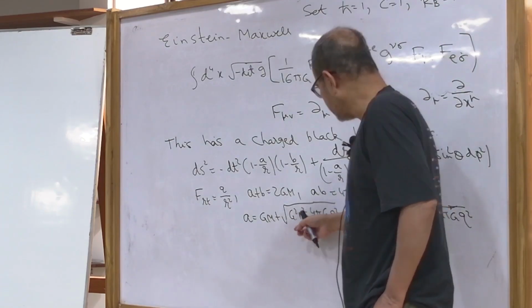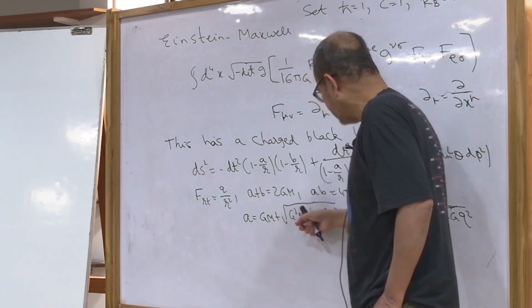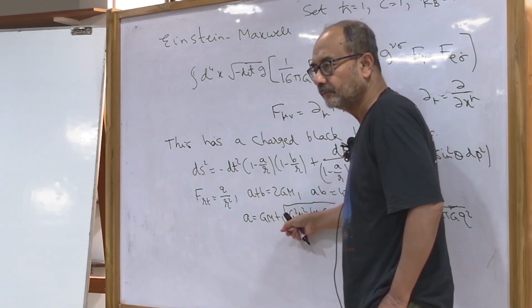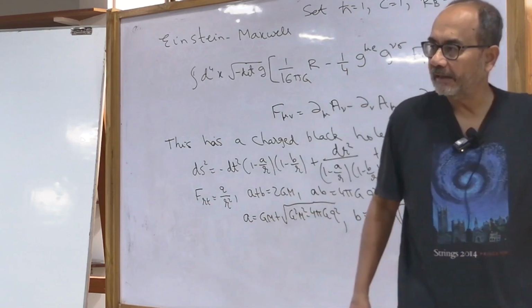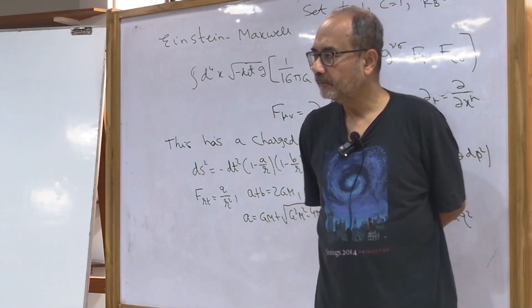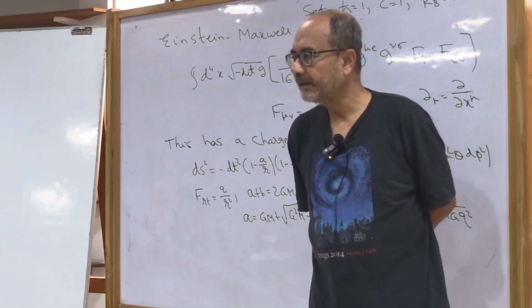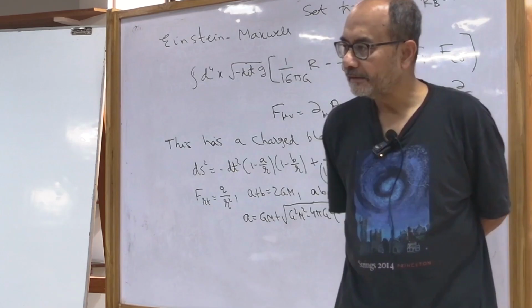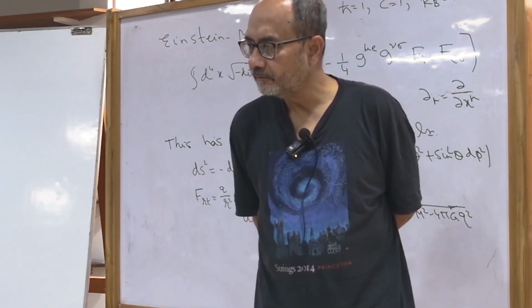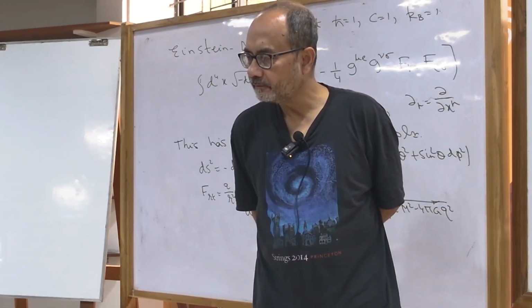That if you set it equal to 0, you get m square is 4 pi G q square over G square. Okay, that's exactly what I have written here. Is this clear? Yes. We might derive that S is equal to A over 4G for the Schwarzschild black hole.